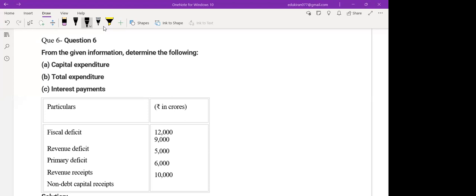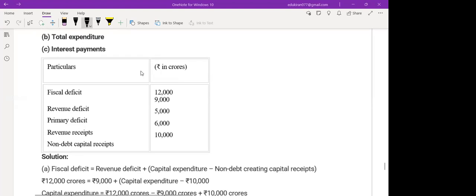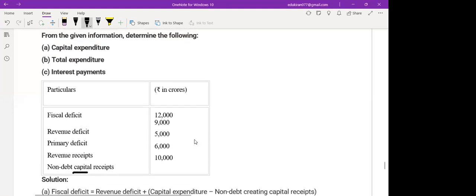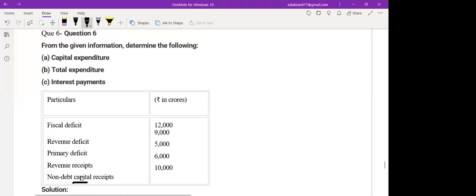Yes, ma'am, I found out total expenditure and interest payments, but I'm not able to find out capital expenditure. Okay, so you are not getting this non-debt capital receipt? Okay, wait. Let Ada do, then I'll explain to you because there is a new term, non-debt capital receipt. So I need to explain it. Okay, let's just wait.